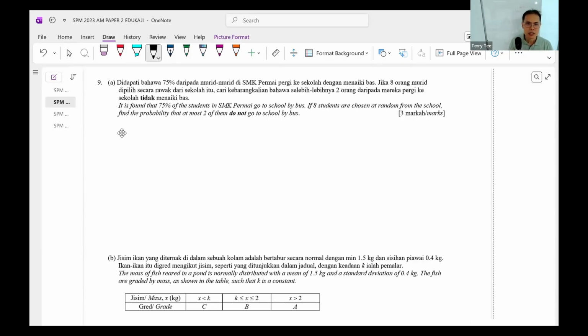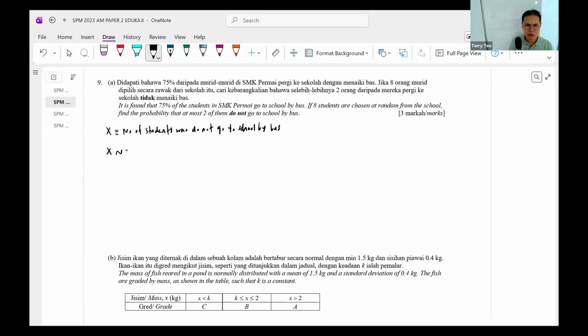Okay, so here's the thing. Everyone, be careful. They give us the statistic for people who go to school by bus, 75%. So what is the probability they do not go to school by bus? Maybe I add in the definition. You don't have to write this. What is X? Number of students who do not go to school by bus. So X follows what?